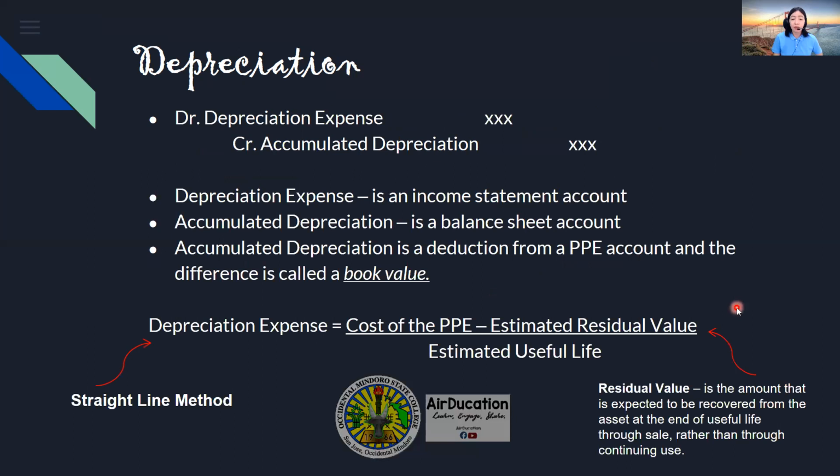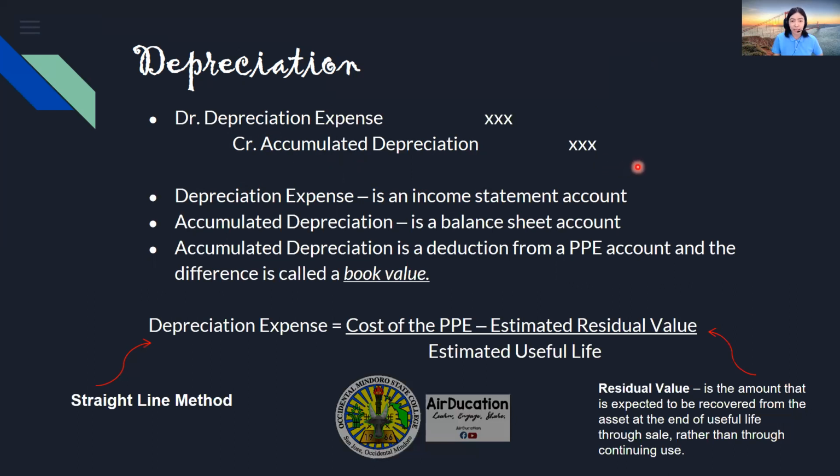So how do we record depreciation? Based on this entry, dapat meron tayong debit na depreciation expense and credit accumulated depreciation. Okay? Depreciation expense is an income statement account. Ito yung tinatawag natin kanina.